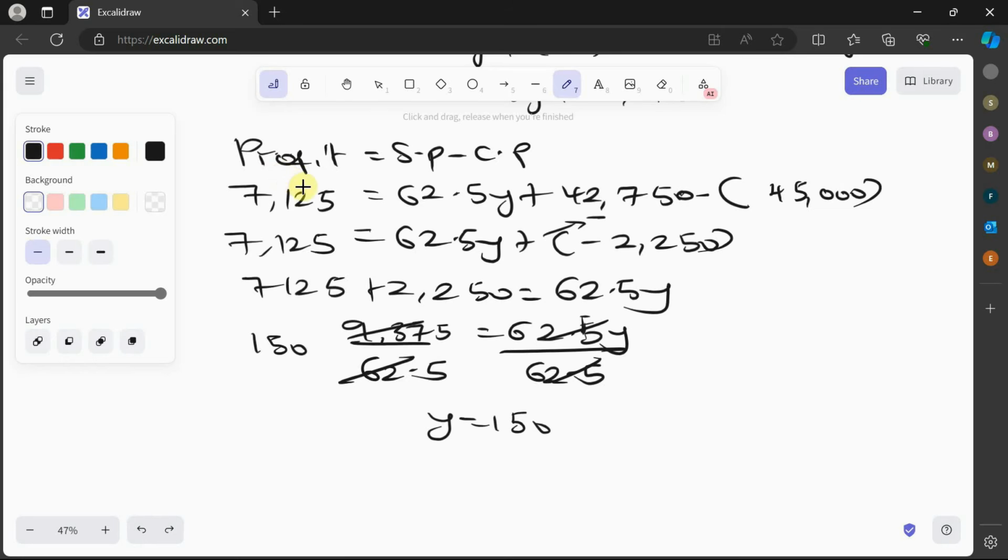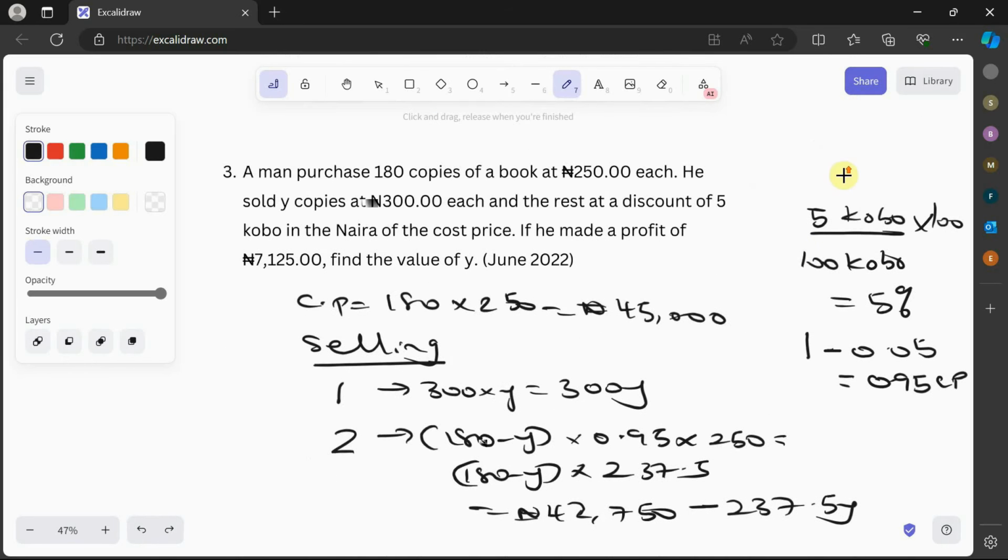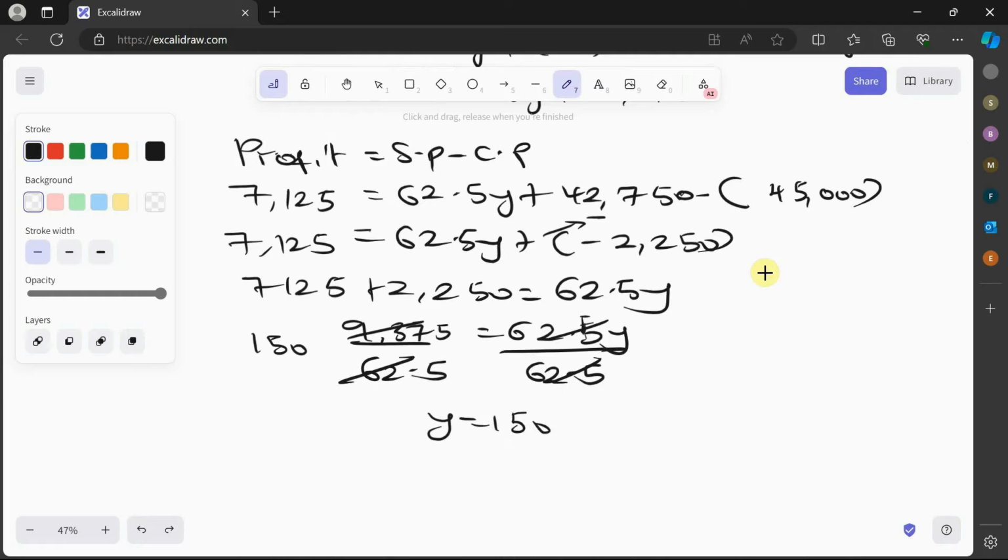I think the most important takeaway from this is this 5 kobo in the naira of the cost price. There are also some more examples we're going to see. By the time we do 2 or 3 more examples, this will become very clear to you. Let's see if our answer is correct.